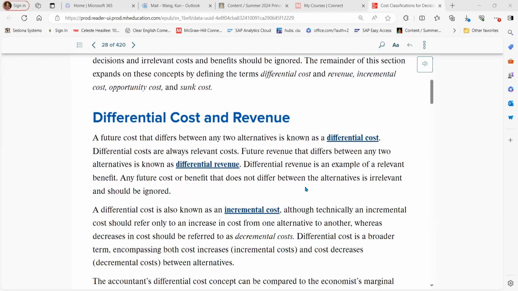And sometimes, another name for the differential cost, you also can see incremental cost or incremental revenue. So incremental or differential, they use the words interchangeably, but the focus is the difference. So it means differences, the revenue differences and the cost and expense differences.